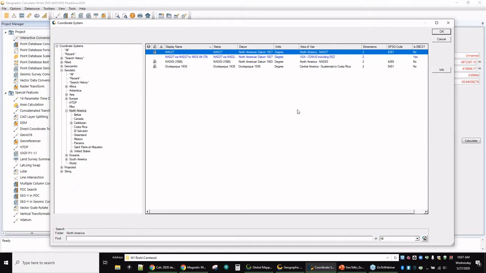So this is a basic user preference, and a lot of folks like to work one way or the other in here, and there's not really any better way to go. So for the system that I already had set, it's going to take me back to that, and I happen to have NAD 27 there. So that opens me up to the North America folder where the North American datum of 1927 lives.